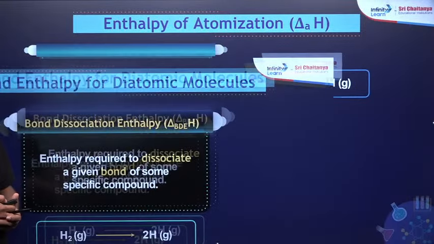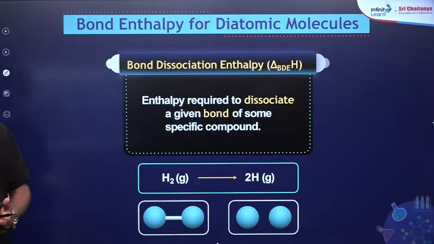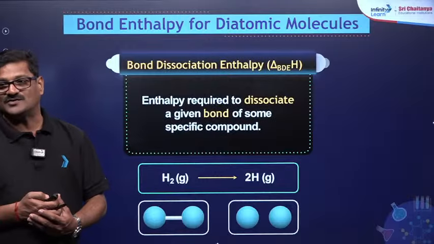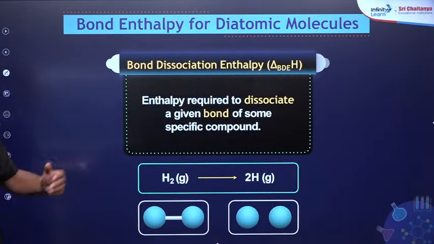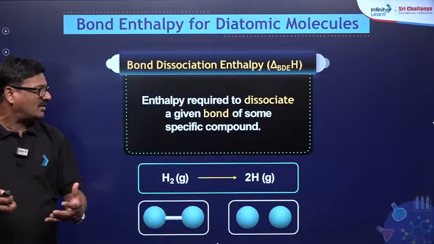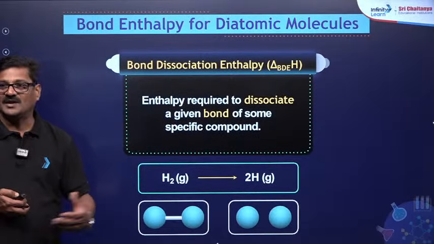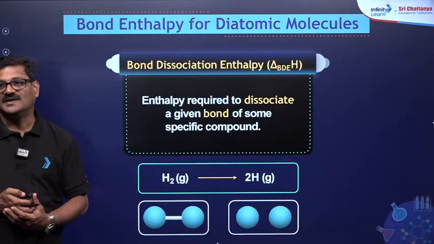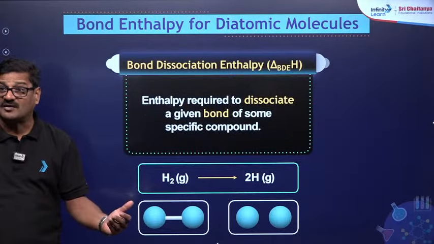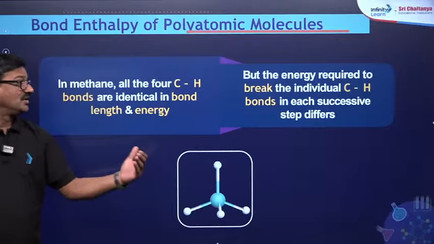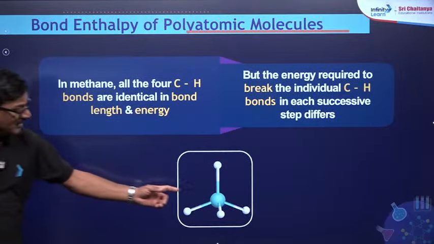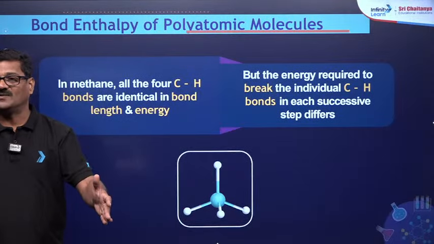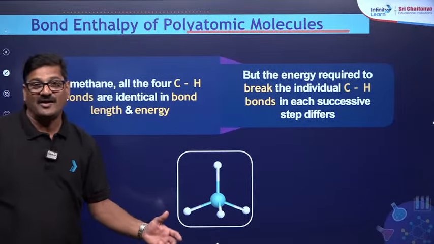Here you can see bond dissociation energy. Stability of the molecule is directly proportional to bond dissociation energy. Okay, enthalpy required to dissociate a given bond of some specific compound. H2 is dissociated to hydrogen atoms. So it is a bond dissociation enthalpy. If it is a polyatomic molecule, you have to take the average. You can say methane, carbon with 4 hydrogen atoms. All bond energies are not actually the same. In that case, you have to take the average.